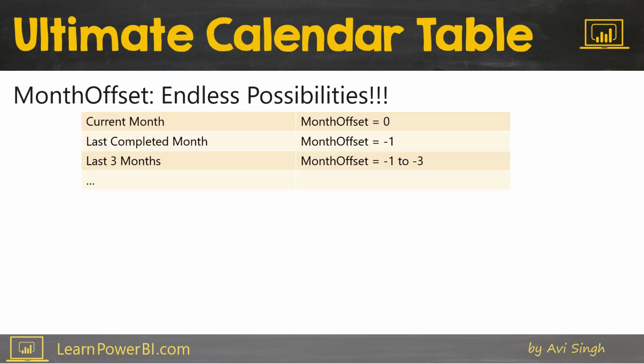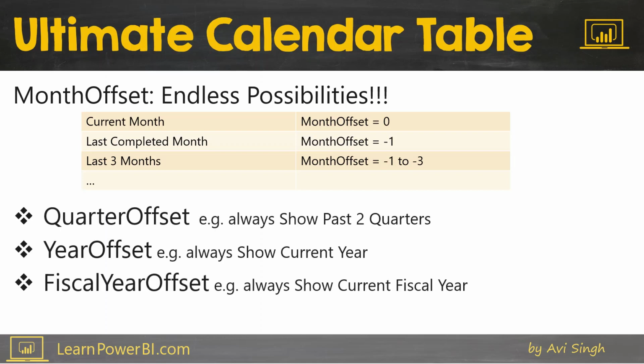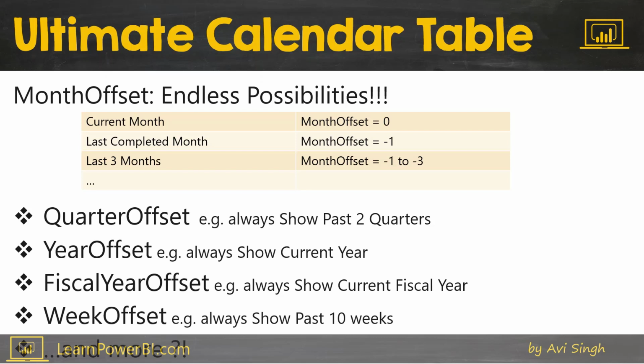And we've seen some examples using the current month offset and also using the quarter offset and the year offset. You can of course also add a fiscal year offset and use that in a similar manner. You can also add a week offset, and let's say you want to always show a report which shows the past 10 weeks. And more, it's up to your imagination.